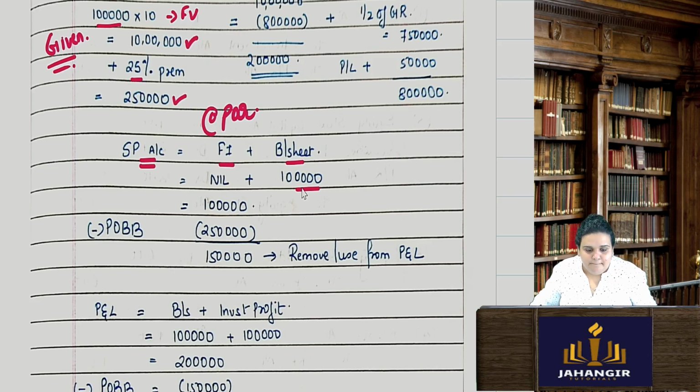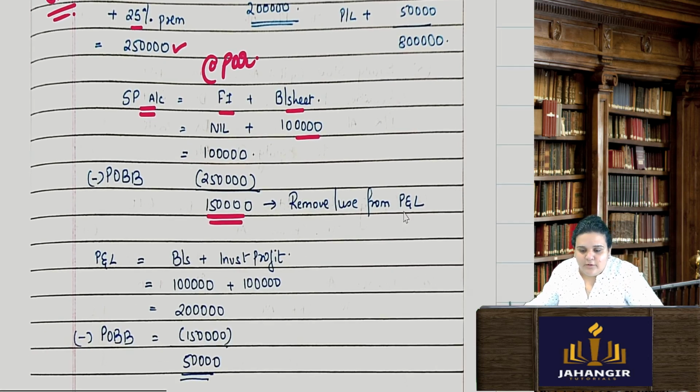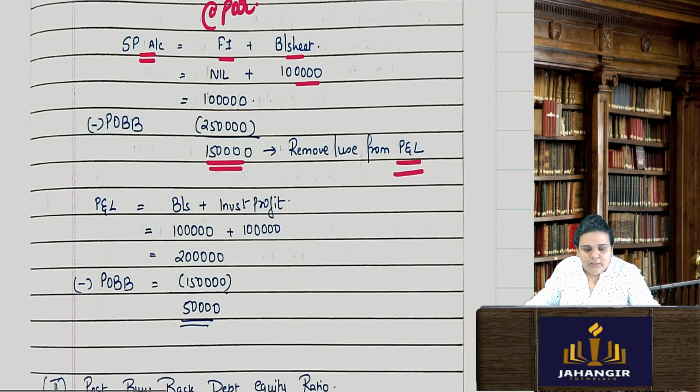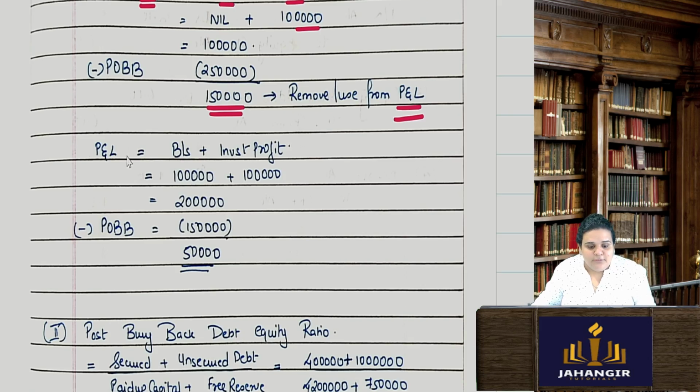So total is 1 lakh, but the premium which I have to give on buyback is 2,50,000. So this 1,50,000 from where I will take? Balance 1,50,000. I will remove it and use it from my P&L. ठीक है, 1,50,000 I will use it from my P&L. I do not have that much money in my security premium. So now I will calculate how much P&L I have. P&L balance sheet में 1 lakh है.